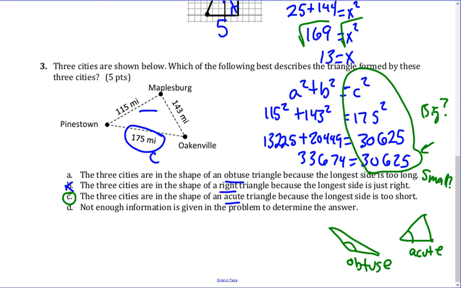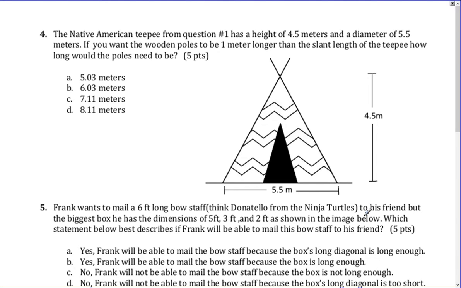Number 4, the Native American teepee from number 1 has a height of 4.5 meters. Yes, it did. And a diameter of 5.5 meters. Yes, it did. If you want the wooden poles to be 1 meter longer than the slant length of the teepee, by the way, slant length is from here down to here. That is your slant length. So if you want these wooden poles to be 1 meter longer than the slant length of the teepee, how long would the poles need to be?